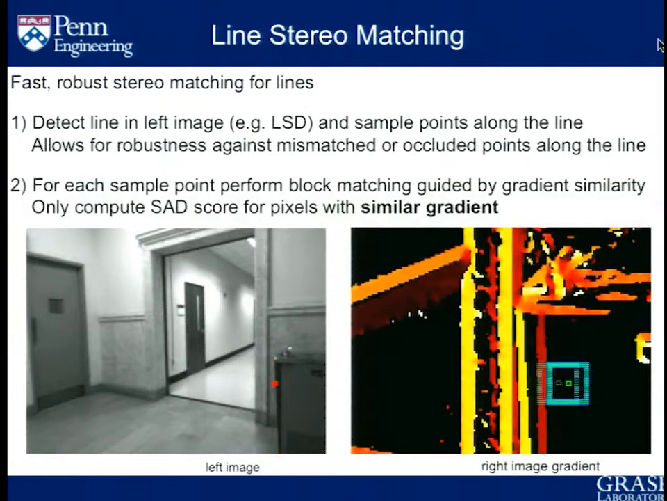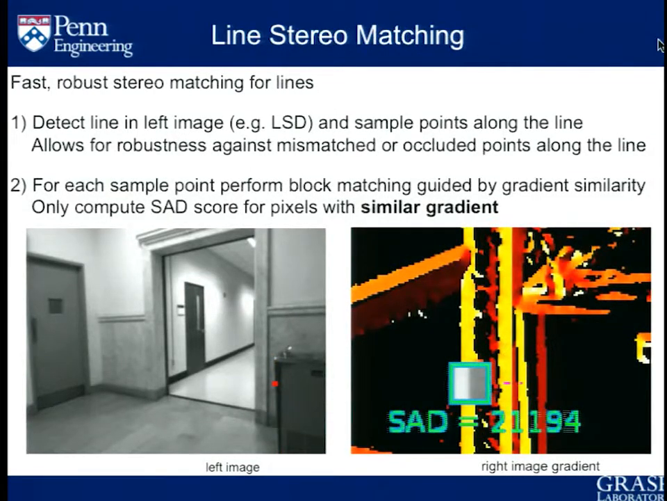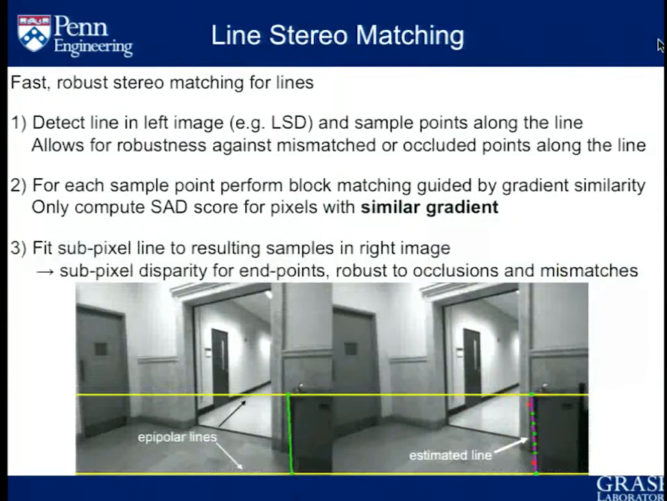And then we use a modified block matching approach, which searches in the search window, just like the classic block matching approach, but it only considers pixels that have a similar gradient magnitude and orientation as the sample point in the left image. Finally, we compute the subpixel disparity at the line segment's endpoints by robustly fitting a line to the sample points in the right image. This allows us to be more robust to occlusions and false matches in the right image.